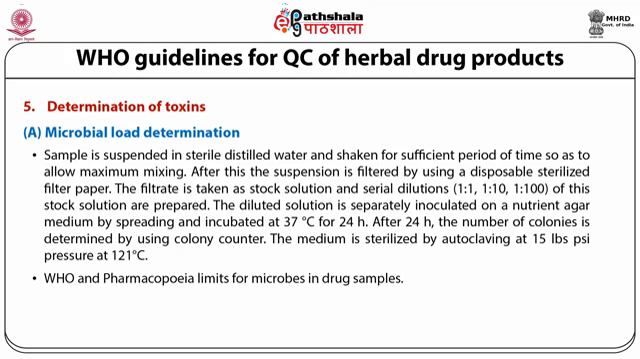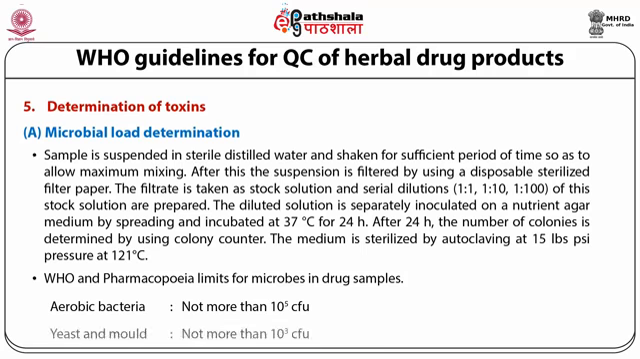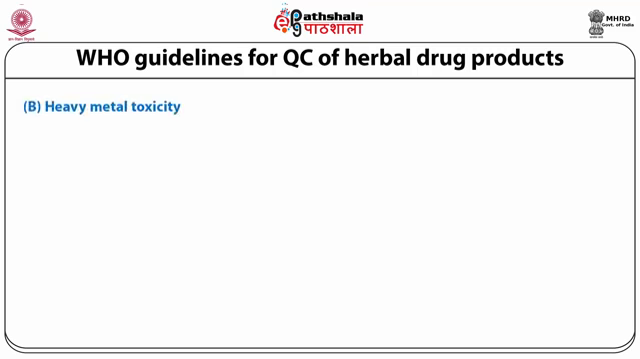The limits for colony forming units in case of aerobic bacteria should not be more than 10 raised to power 5, and in case of yeast and mold should not be more than 10 raised to power 3. This pertains to heavy metal toxicity determination. As we understand, the heavy metals lead, cadmium, mercury and arsenic are very lethal, and if they remain in the herbal drugs, they will render them unfit for use. So the quality control procedures need to look for the content of lead, cadmium, mercury and arsenic.